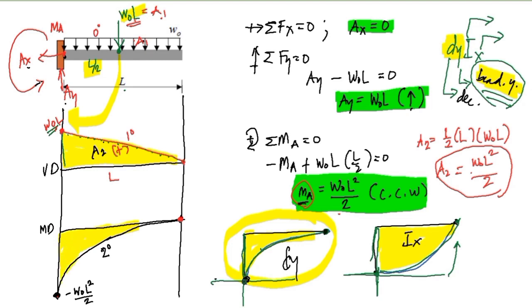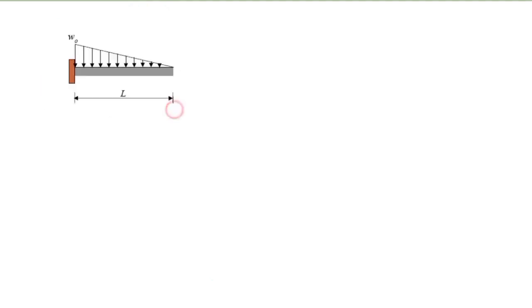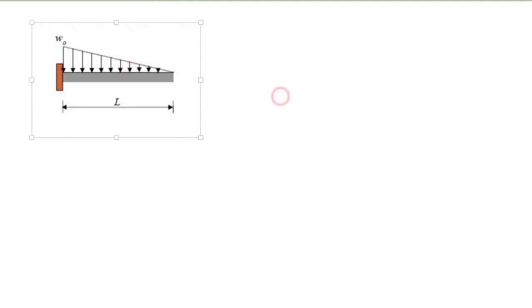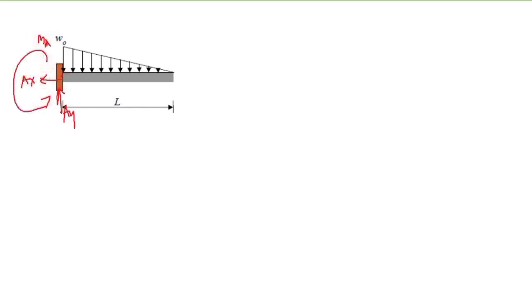Okay, so kung titingnan natin dito, ang moment diagram natin dito is a negative. Okay, so last figure. For the last figure, we have here reaction. Since cantilever ito, this is fixed. So we have here AY, we have here AX, and of course, we have here the moment at A.